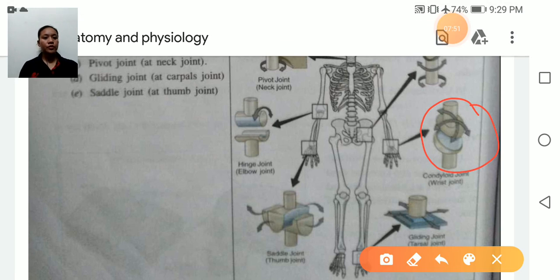Condyloid joint provides you flexion, extension, abduction, adduction, and circumduction movement.